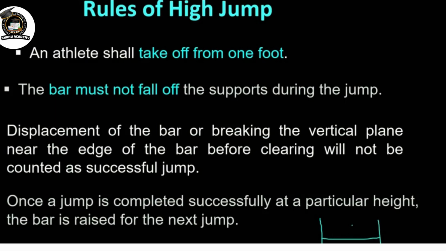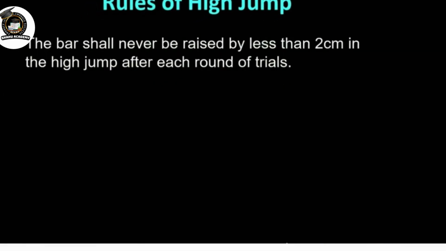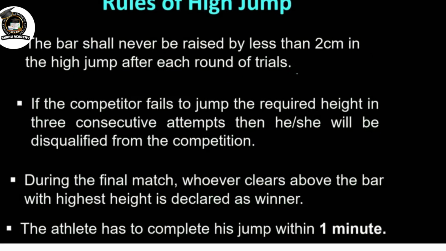And if he is not able to clear it even in these 3 attempts, then he will be disqualified from the competition. If there is a height, each athlete will be given 3 chances to clear it. So there will be some players who will not be able to clear it in the first turn. Then he will be given a second chance. Then even in 2 jumps, if he is not able to clear this height, then he is given a third chance. If someone clears in the third chance, then that is also fine. But if someone fails in these 3 chances, then he will be disqualified.